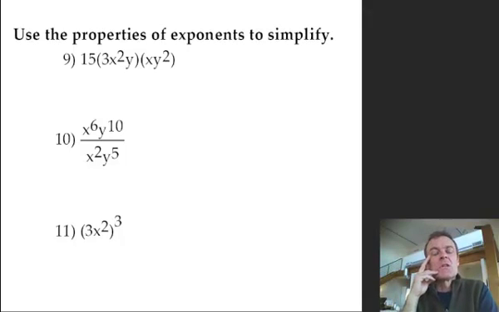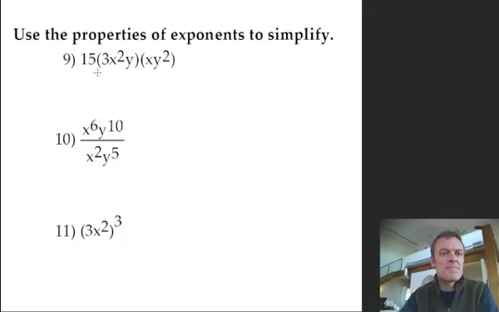Properties of exponents. Remember? Okay, so when you multiply, you add the exponents. When you divide, you subtract the exponents. But there's also the power rule. So remember, when one's inside a parenthesis and one's outside a parenthesis, that's when you multiply the exponents. So let's have a look at this.